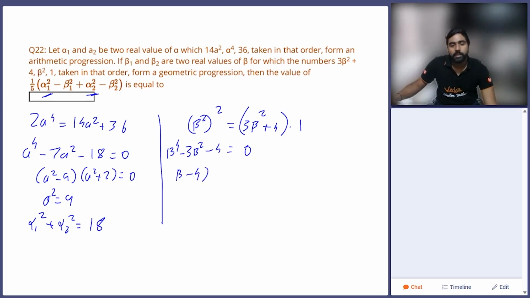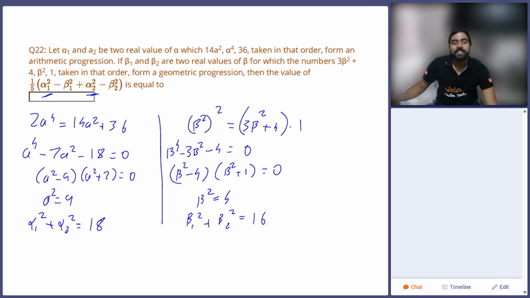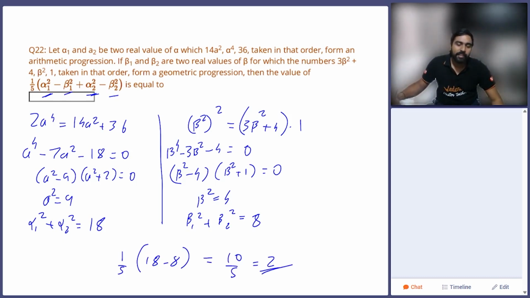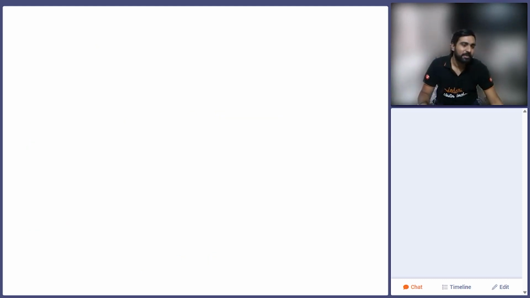I can break this out as (beta^2 - 4)(beta^2 + 1) = 0. That gives me beta square equals 4. So beta 1 square plus beta 2 square is 4 plus 4, that is 8. Why have I found this? Because now I have alpha 1 square plus alpha 2 square minus beta 1 square minus beta 2 square. So what is that value going to be? It will be 18 minus 8 equals 10, divided by 5. That's 2. 2 will be the answer for this question.